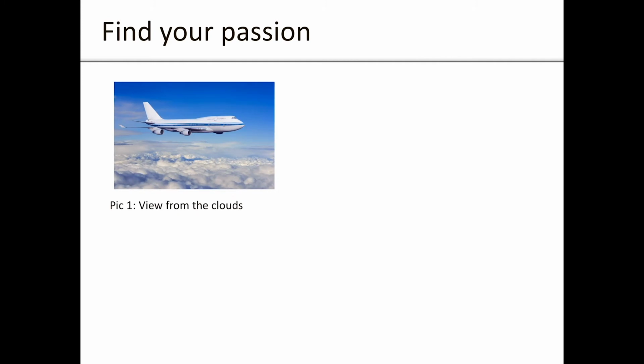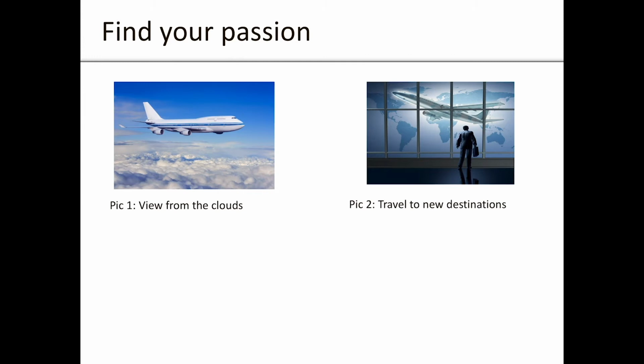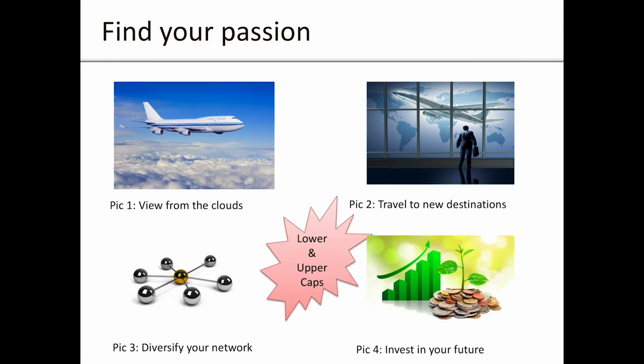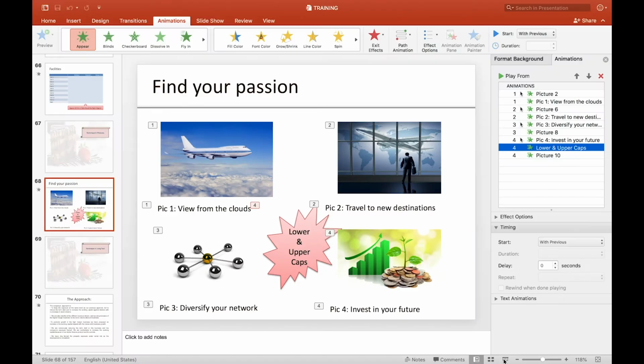If you look at the screen now, it says Find Your Passion. And with a click, the picture and the description comes in together. All the pictures are the same size, each picture has a reference, and there's consistency between the upper and the lower caps. So how do we get there?